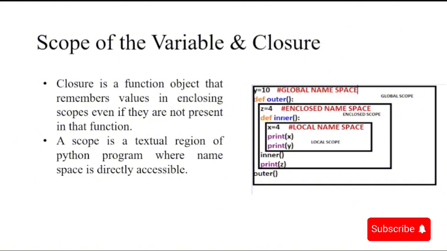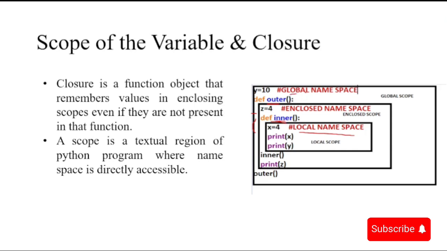When you define a local namespace, this local namespace is only accessible inside this inner function. It cannot be accessed outside, in any other function. That is for the inner function. And then the enclosed namespace is only accessed inside the outer function and the inner function. That is the enclosed namespace, or enclosed variable.